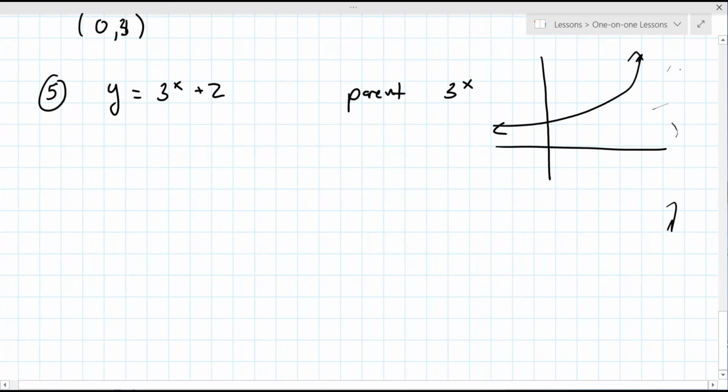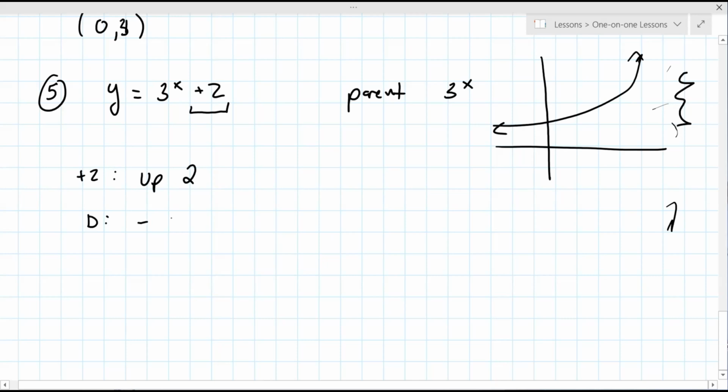That's interesting. Okay. So then the next thing it asks for is, what are the transformations? So the only transformation you have is this right here. The plus 2 means it shifts up 2 because it's outside of the parent function. And that's why it goes up 2.